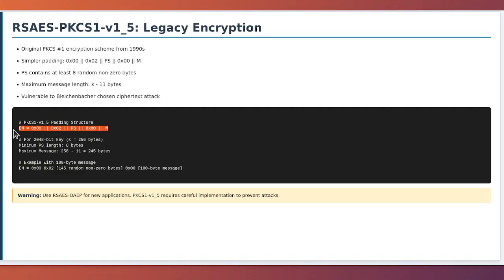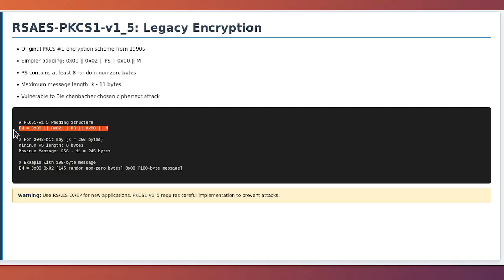The main vulnerability in PKCS1 v1.5 is its susceptibility to adaptive chosen ciphertext attacks, particularly the Bleichenbacher attack discovered in 1998. This attack exploits the padding validation during decryption. When a server decrypts a ciphertext and checks if the padding is valid, even tiny differences in error handling or timing can leak information that allows an attacker to decrypt messages or forge signatures.